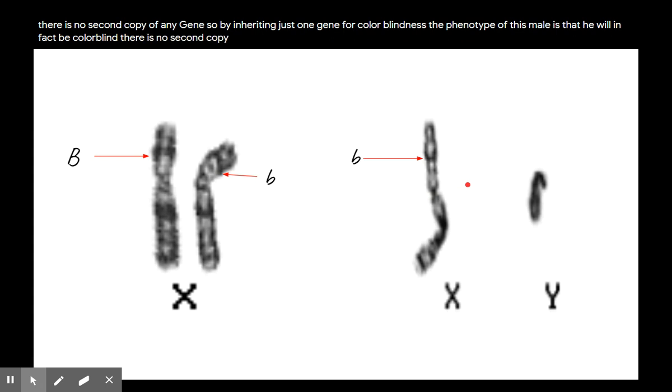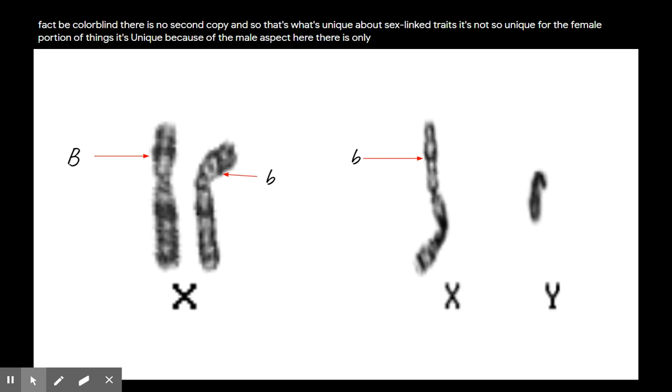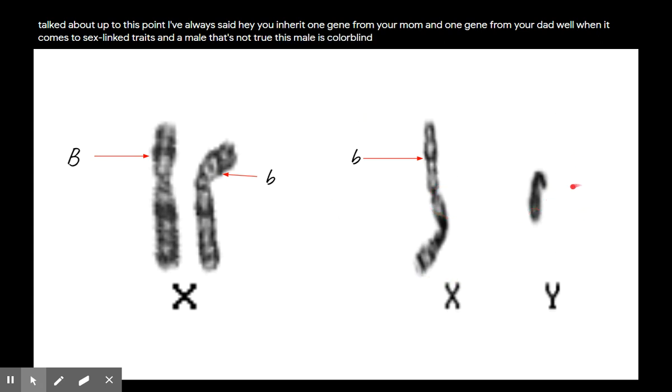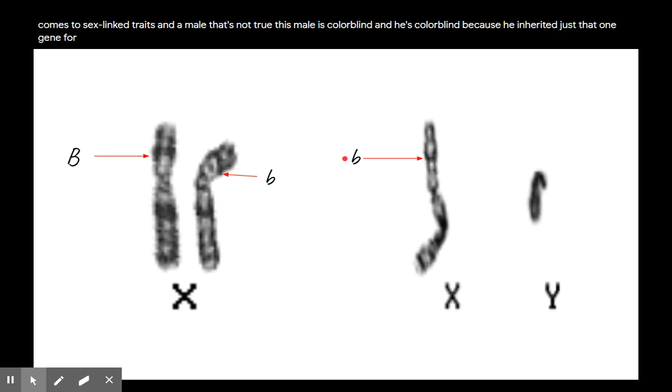And so that's what's unique about sex-linked traits. It's not so unique for the female portion of things. It's unique because of the male aspect here. There is only one gene. There's two in everything else that we have talked about up to this point. I've always said, hey, you inherit one gene from your mom and one gene from your dad. Well, when it comes to sex-linked traits in a male, that's not true. This male is colorblind, and he's colorblind because he inherited just that one gene for colorblindness.